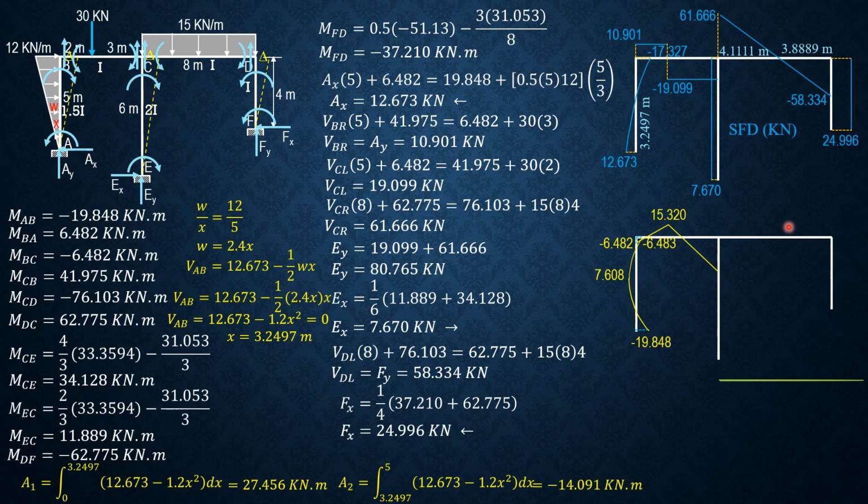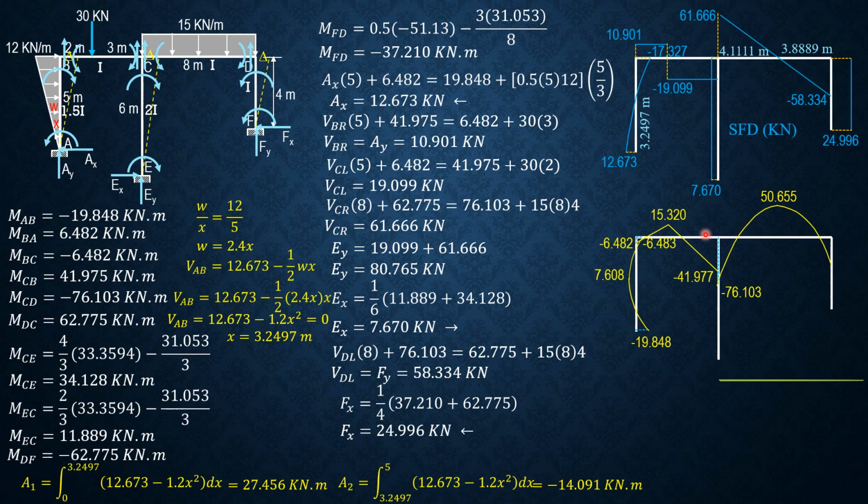So 50.655 minus 1 half of 3.889 times 58.334 negative increasing. So we have negative 62.775. Expected, that's fine. So negative 62.775 plus this area 24.996 times 4. So we'll get 37.211. Expected is 37.21. That's fine.